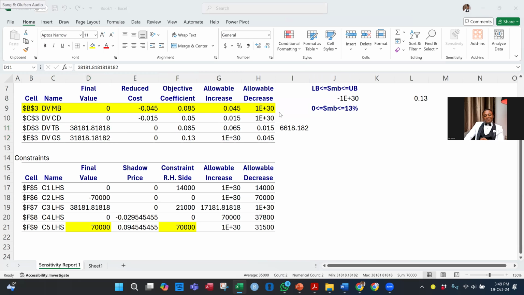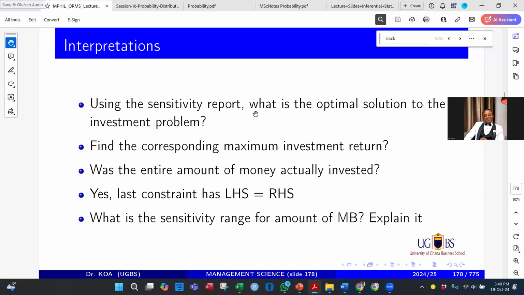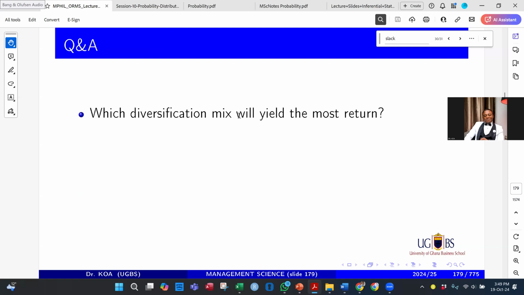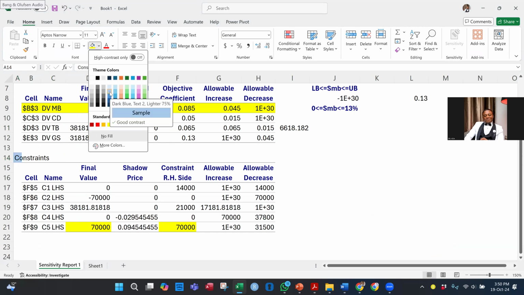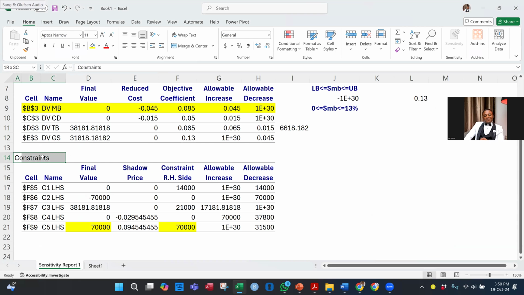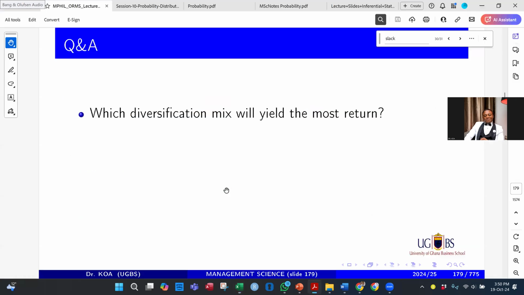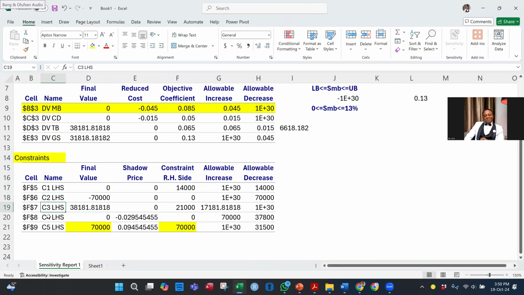Okay, let's go to the next one. The next one says, which diversification mix will yield the most return? Now remember that the diversification mix are all in the constraint section here. All the constraints, they make up the diversification mix. So if you are asked which diversification mix will yield the greatest return, you are going to look at C1, C2, C3, C4, C5. What will you have to use to guide you to do that? Who can tell me? Which diversification mix will yield the most return?